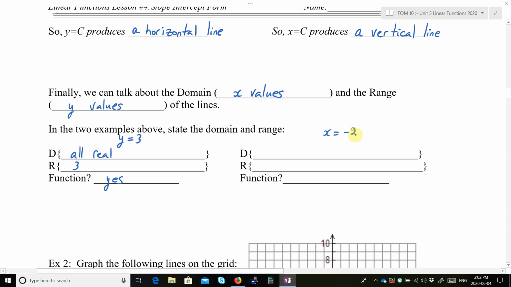For x equals -2, what are the possible x values for that? X is always equal to -2, so the domain is -2. The graph went up and down forever like this, so it covered all the y values. So the range was all real. And is a vertical line a function? No.